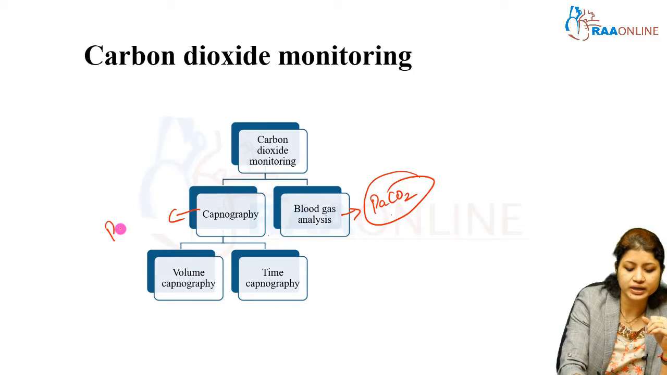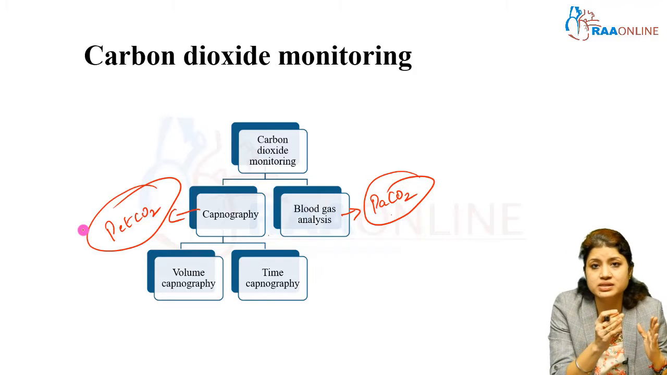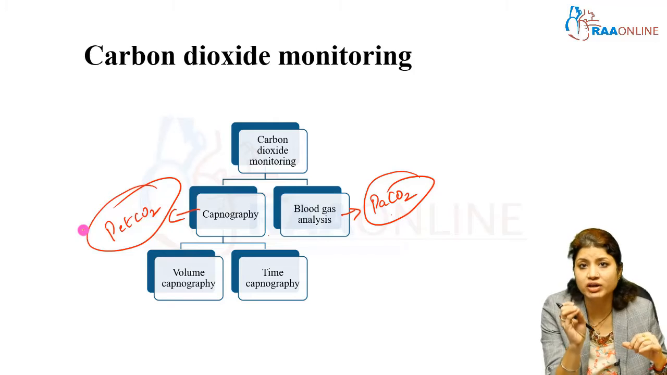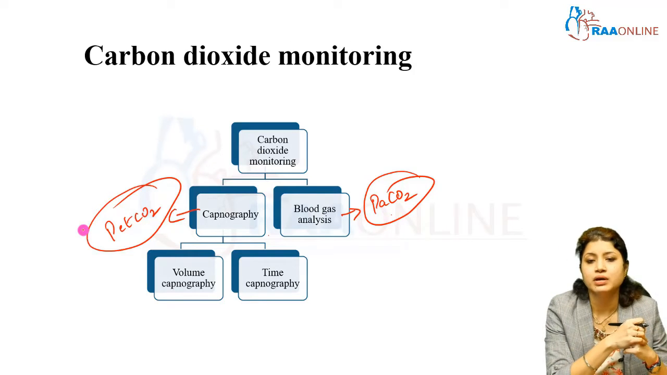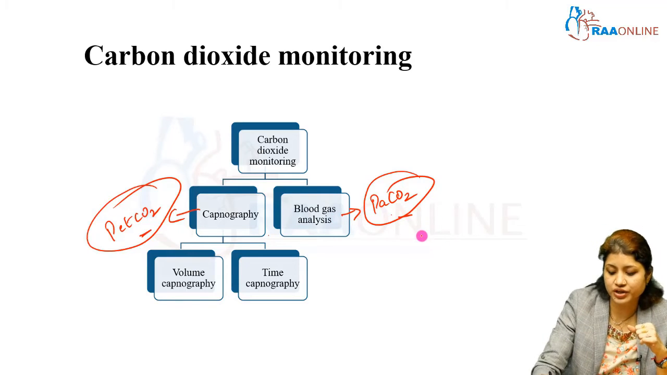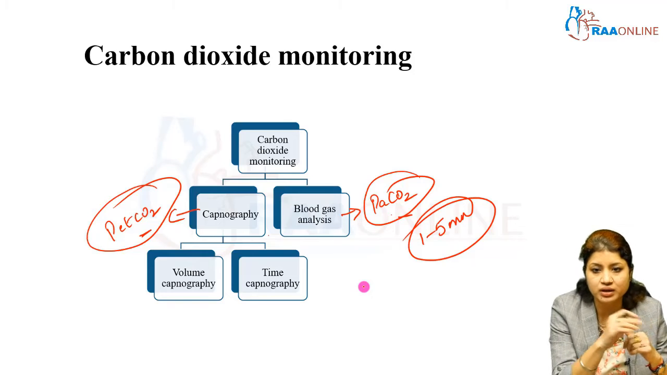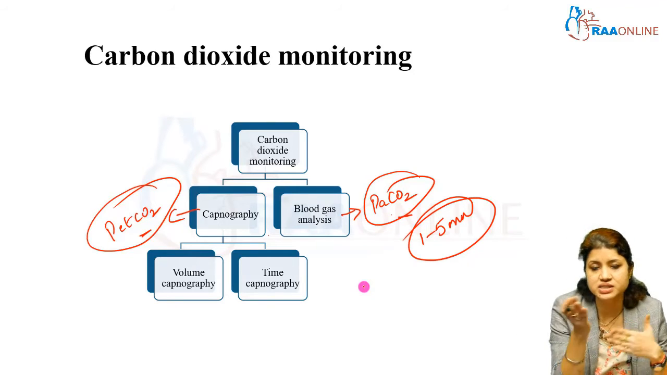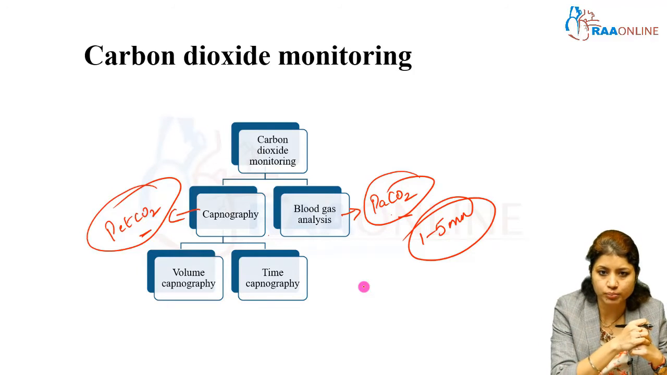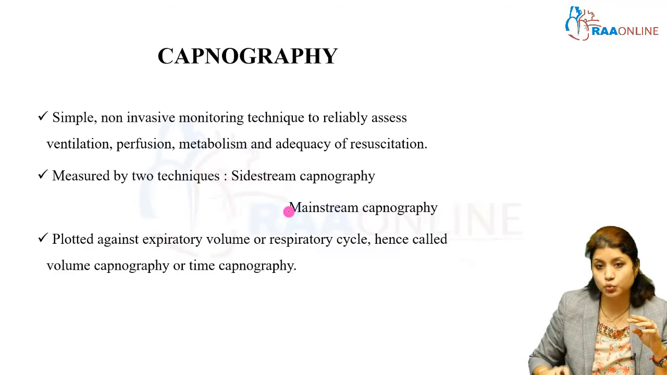But here what you get is called end-tidal carbon dioxide. This is, at the end of your expiration, how much carbon dioxide you have been able to trace in your alveoli. There is some variation between the two, and a variation of 1 to 5 millimeters is considered to be normal. So, the difference between the PaCO2 and the end-tidal carbon dioxide of 1 to 5 is considered normal.